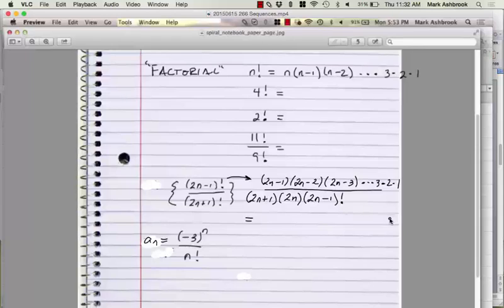Or you can write them out again, if you want to. But 2n minus 1 factorial is part of 2n plus 1 factorial. It's just that you have those first 2 factors. Okay? So what does this sequence equal? It's the same thing as 1 over 2n plus 1 times 2n.